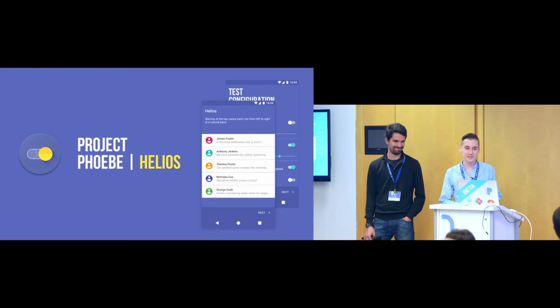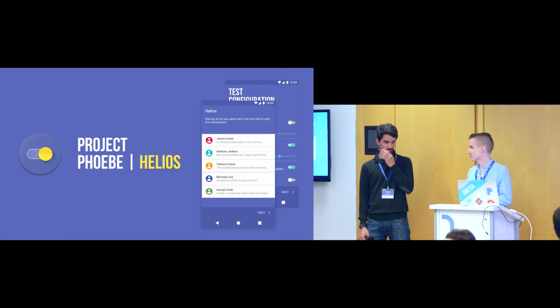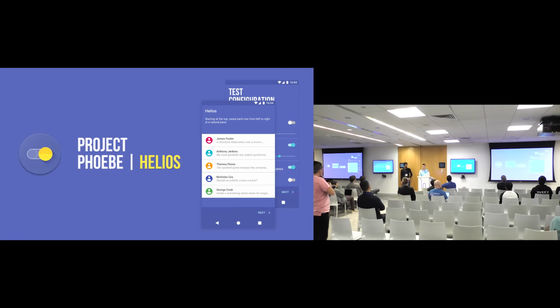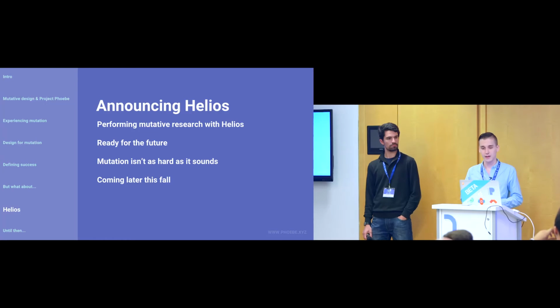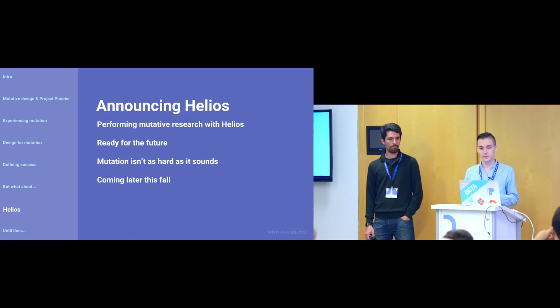So moving on, I do want to talk about Helios. This is an app that Francisco and I are working on now to essentially research mutative patterns. So it's an app that will allow us to perform research on these patterns, both how the patterns work individually, how users perceive change, how the mutations interact with each other, how users experience that, and just defining some patterns. And it's built in a modular way so future mutations can be added.